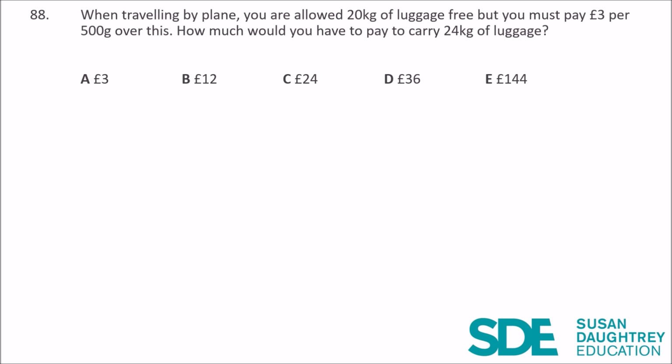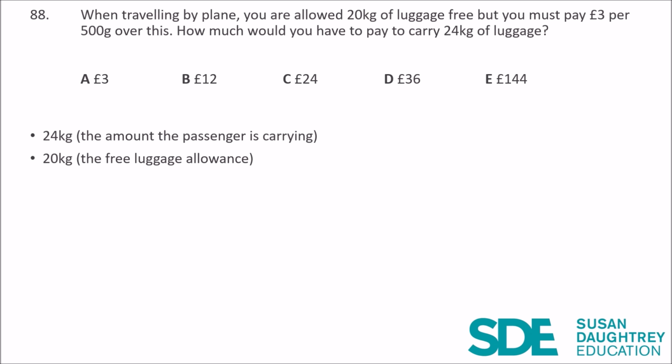When travelling by plane, you're allowed 20 kilograms of luggage free, but you must pay £3 per 500 grams over this. How much would you have to pay to carry 24 kilograms of luggage? 24 kilograms is the amount the passenger is carrying. 20 kilograms is the amount of free luggage he's allowed to carry. So we can calculate that he's actually taking an excess amount of 4 kilograms.